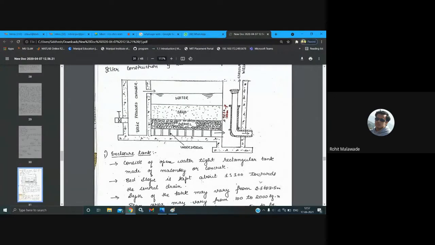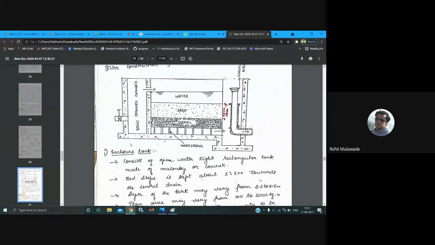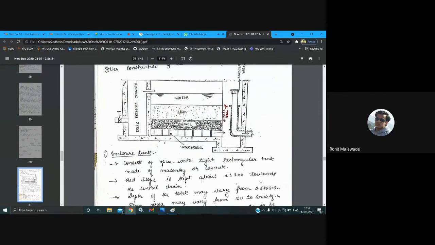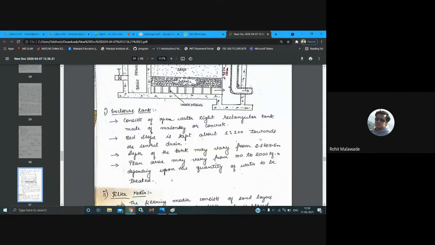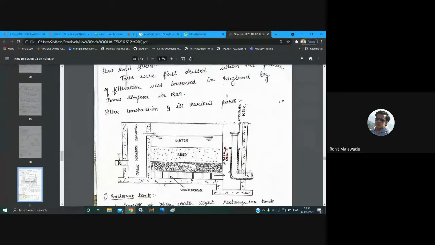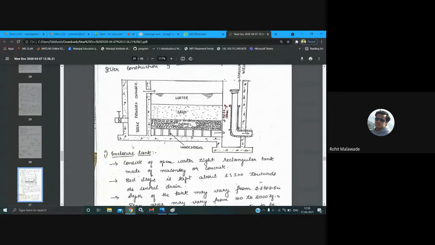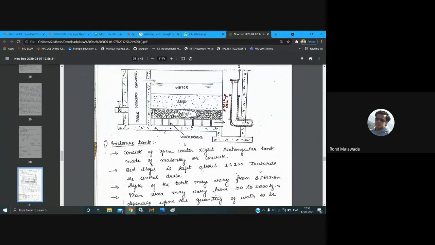Now we will see what the different components are in this particular slow sand filter. First, we have the enclosure tank. It consists of a watertight rectangular tank made up of masonry or concrete. This particular tank we call an enclosure. It is made up of either BBM, that is burnt brick masonry, or concrete.